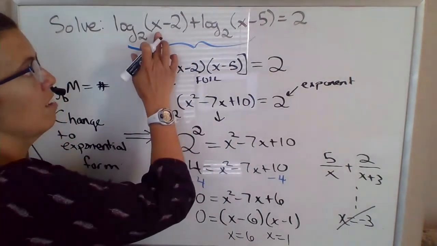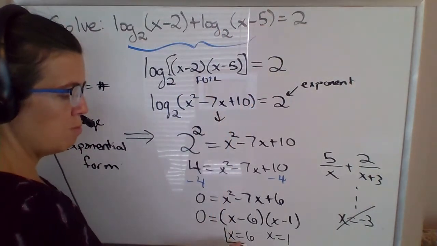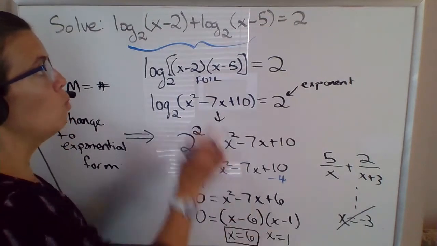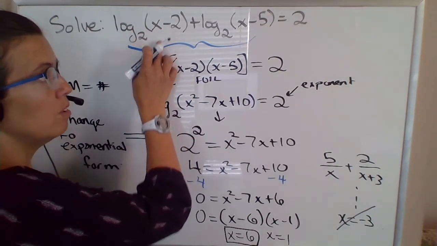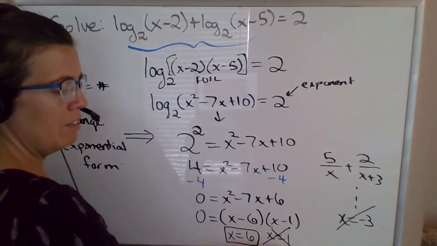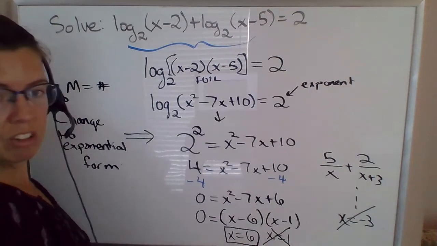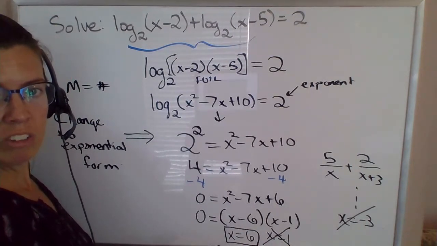But if x is 6, this is 6, that's positive. 6 minus 5 is positive, so we're in good shape with that one. If x is 1, 1 minus 2 right here, you're going to have log of a negative number. And 1 minus 5 here. You cannot take log of a negative number, so that's an extraneous solution. We have to toss that out. And the only solution to this equation is x equals 6.